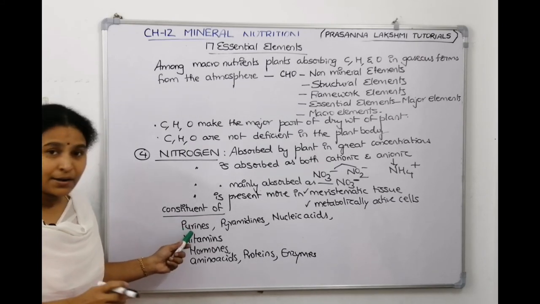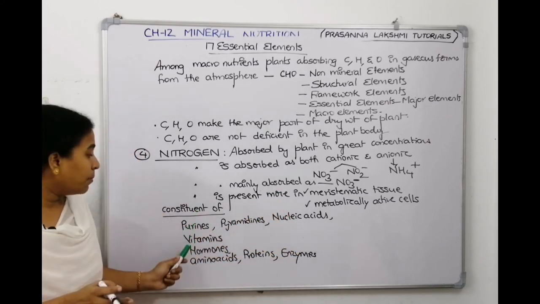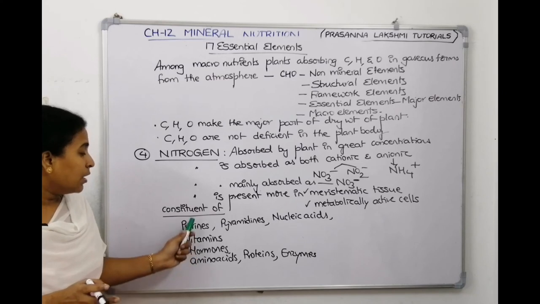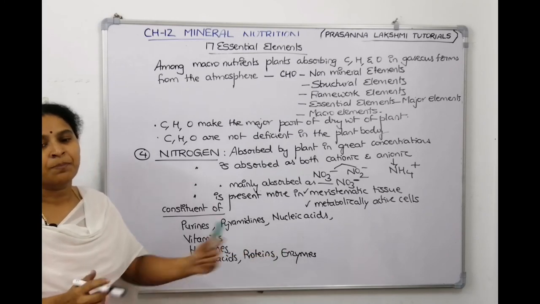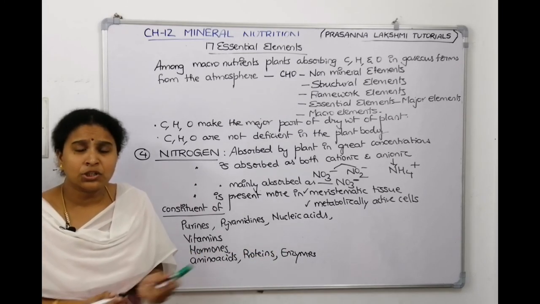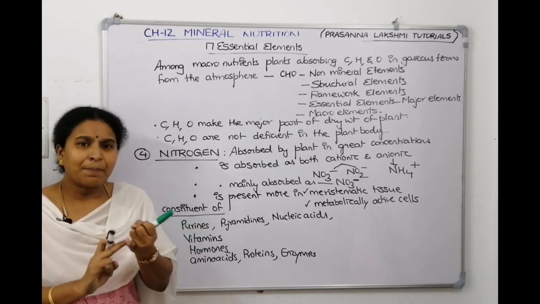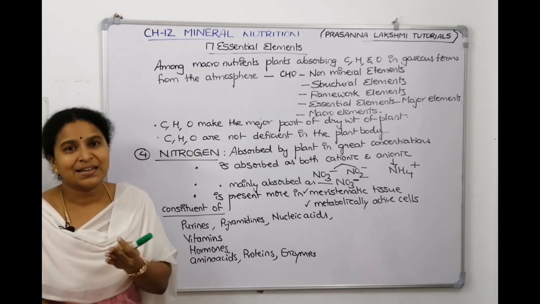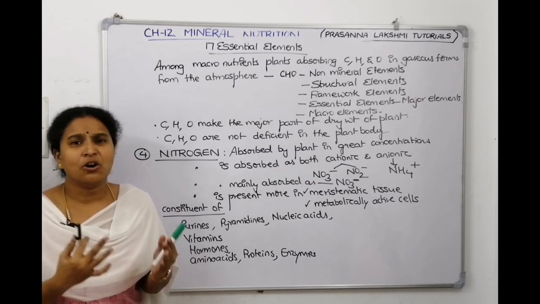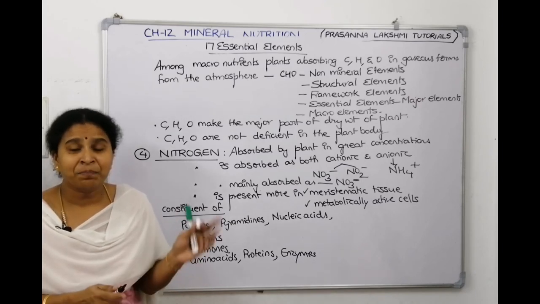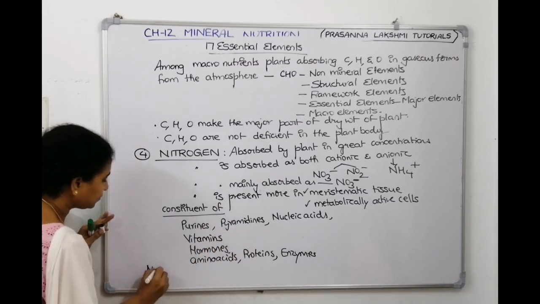Nitrogen is component of nitrogen bases like purines and pyrimidines, which will make nucleic acids. Nitrogen is component of vitamins and hormones. Nitrogen is component of amino acids, which make proteins and which make enzymes. And since nitrogen is constituent of enzymes, we can tell nitrogen plays important role in metabolisms like replication, transcription, translation, photosynthesis, respiration, all those things. All the physiology, all the metabolic reactions are mediated by enzymes. Enzyme is made up of nitrogen.